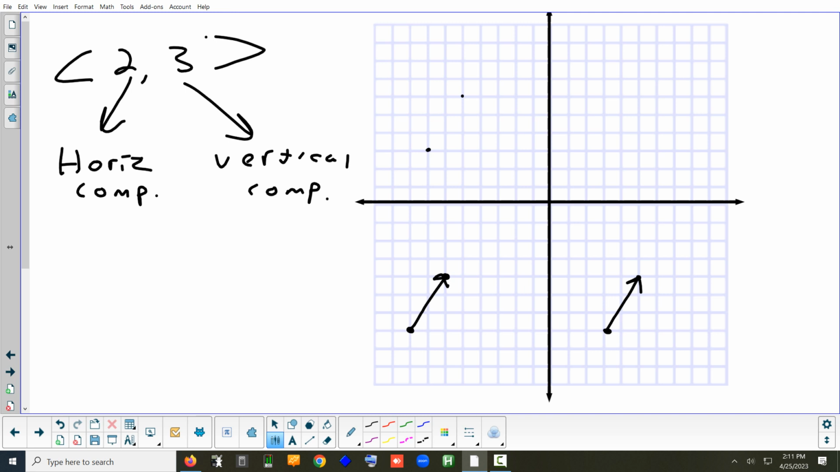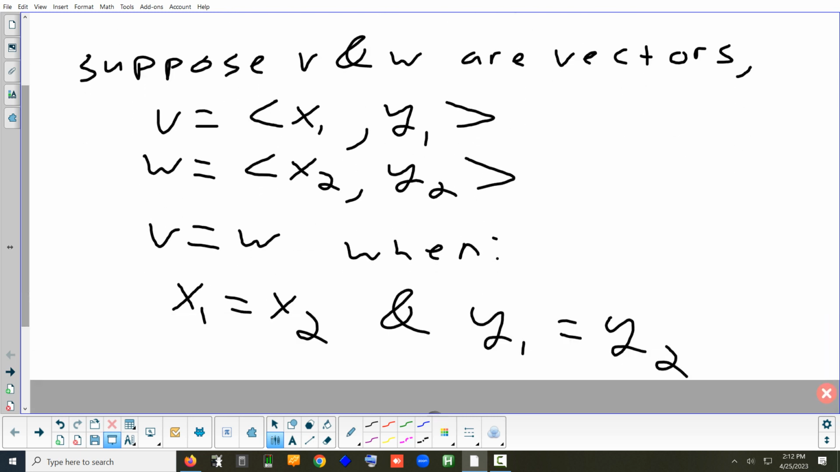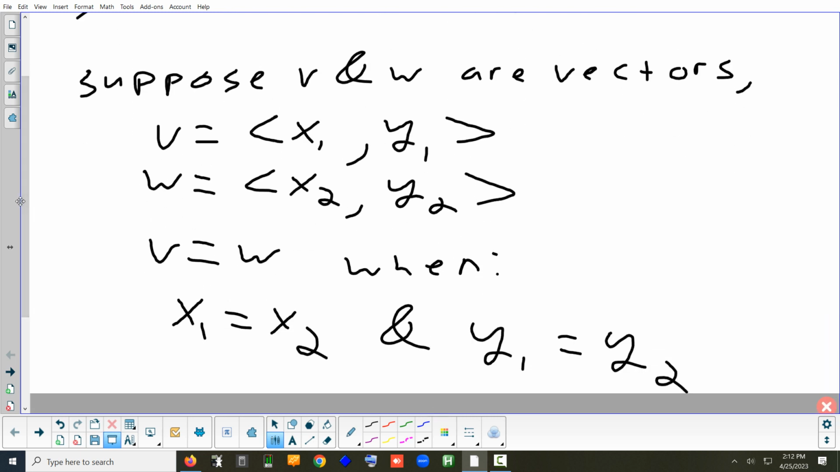And here's another one. As long as the vector basically has the same amount right and the same amount up for each one of them, then they're all the same thing. And that's the first thing I'm going to start with. For two vectors to equal each other, that means that the horizontal components match and the vertical components match.